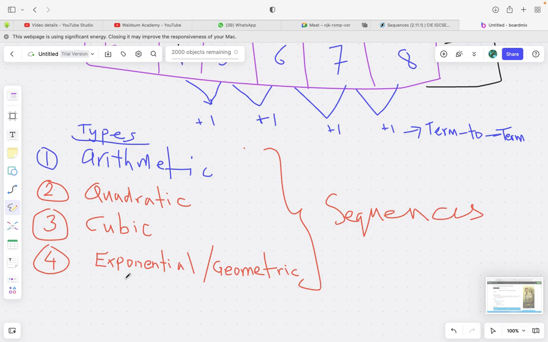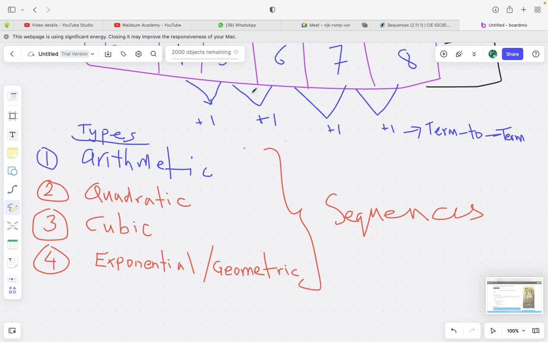Now, I was explaining the exponential sequence, the geometric sequence. This type of sequence doesn't have a common difference, but it has a common ratio, meaning you divide the second term by the first, or you divide the third by the second, or the fourth by the third, and you get a common ratio. That type of sequence is an exponential or a geometric sequence.